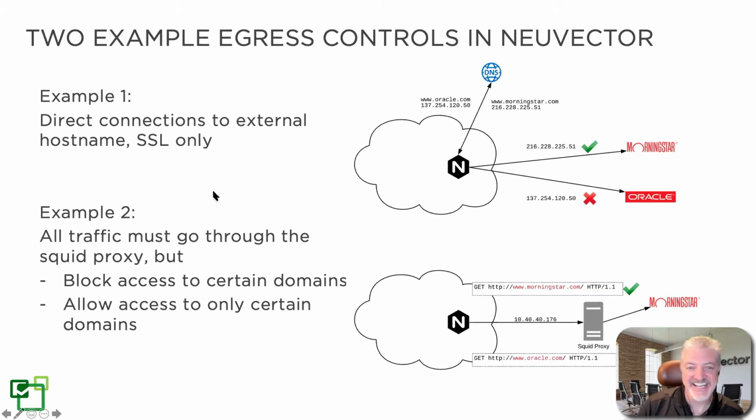I kid. Example 2, all traffic must go through a SQUID proxy. So this is very common. So maybe you want to block access to certain domains and allow access to certain domains. So this also would be supported in NeuVector.